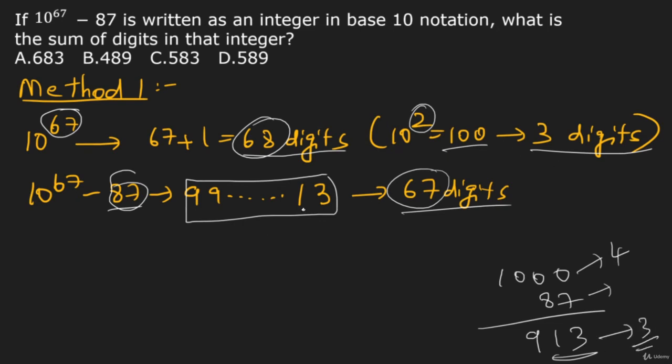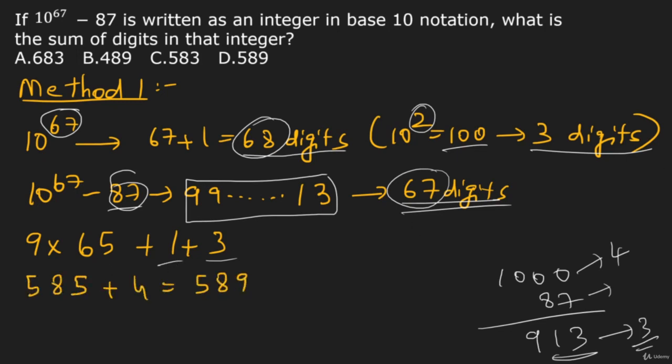Alright, now therefore if you find the sum of the digits, that would be 9 into 65 plus 1 plus 3, right? You will have 65 nines, and then you have 1 and 3. That's the total of 67 digits. Now if you simplify this, this amounts to 585 plus 4, which is equal to 589, and that's your answer, which is option D over here.